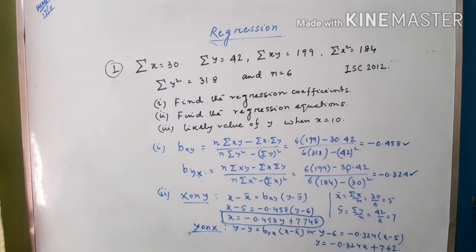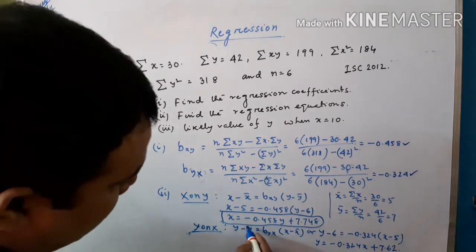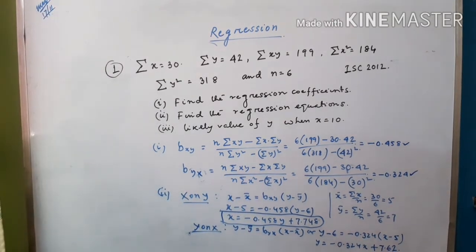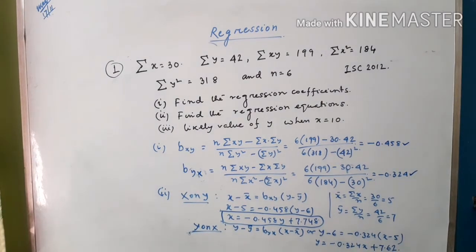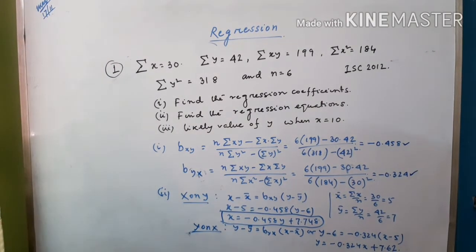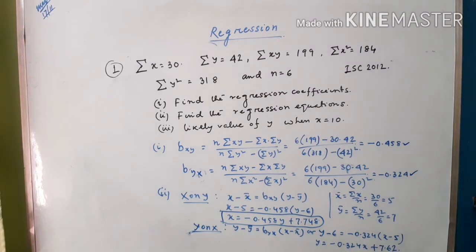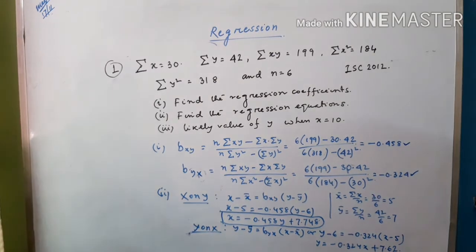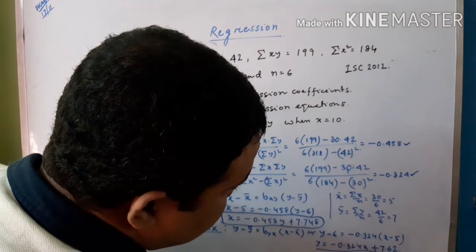X equal to minus 0.458y plus 7.748. Another equation is y minus y bar equals byx into x minus x bar. So we put the value: y minus y bar is 6, byx we have already seen minus 0.324, into x minus x bar is 5. So after simplifying we are getting this result.